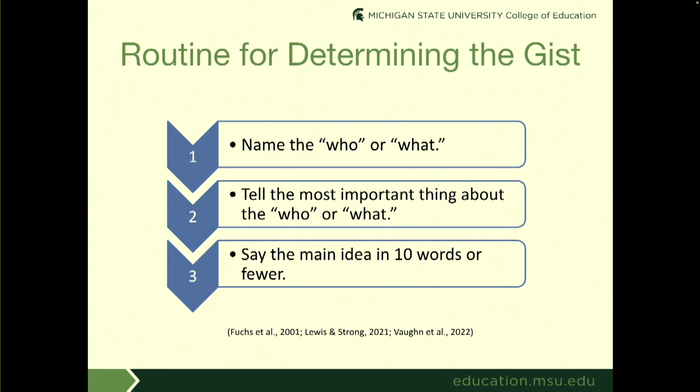It's a 3-step process: name the who or what, tell the most important thing or things about the who or what, and say it in 10 words or fewer. Sometimes I let them do 20, but basically the idea is that that's going to help them pay attention to what they're reading and understand what they're reading as they go.